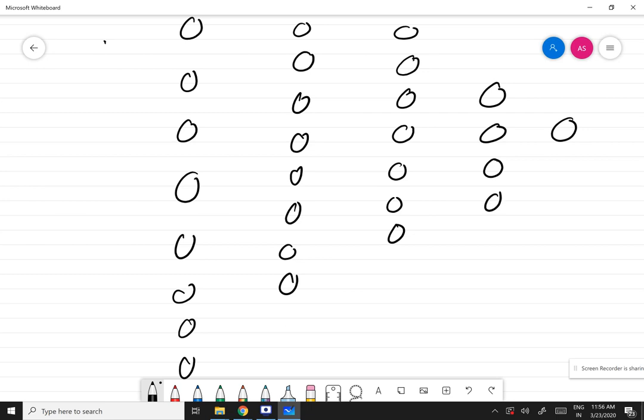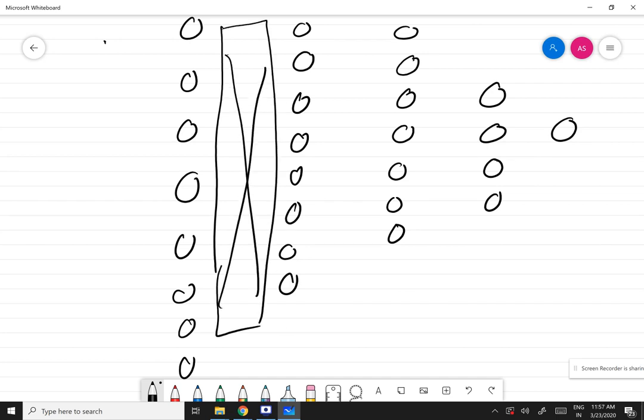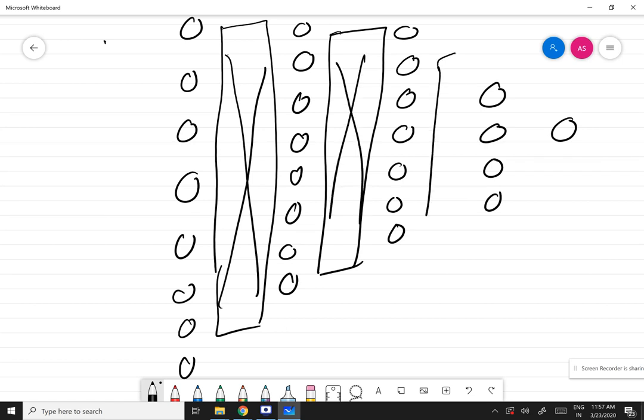So in this case, suppose these are your fully connected layers. Fully connected layers means every neuron is connected to every other neuron. In dropout regularization, in every epoch, all the images, or all the data points, are passed.